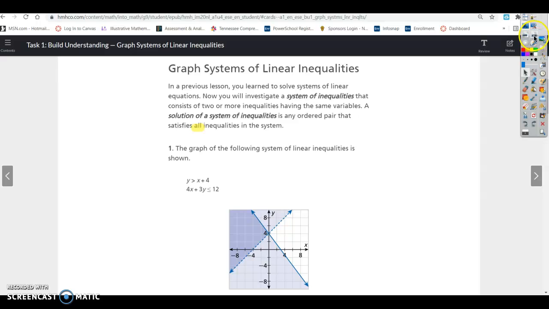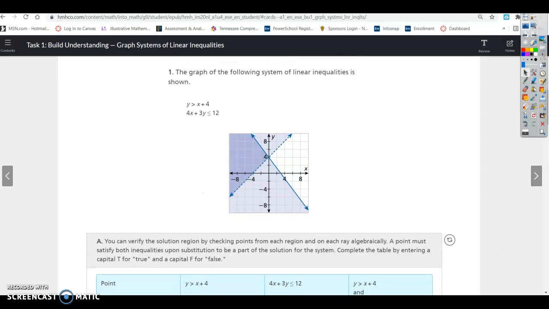All right, so let's get started. It says the graph of the following system of linear inequalities is shown. So we have y greater than x plus 4. So we can see the dashed line here and shaded greater than. So this is the y-intercept of 4, and you can see a slope here of 1. So very quickly you know that that is the top equation or inequality.